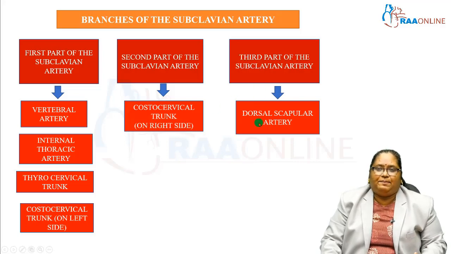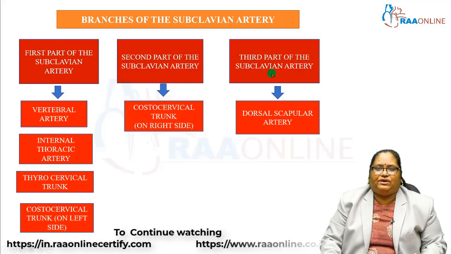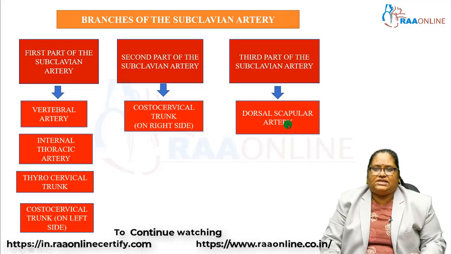The third part, from the lateral border of the scalenus anterior muscle to the outer border of the first rib, gives only one branch, which is the dorsal scapular artery. So the first part gives the vertebral artery, internal thoracic artery, thyrocervical trunk and the costocervical trunk on the left side. The second part of the subclavian artery gives the costocervical trunk on the right side. The third part gives rise to only one artery, known as the dorsal scapular artery.